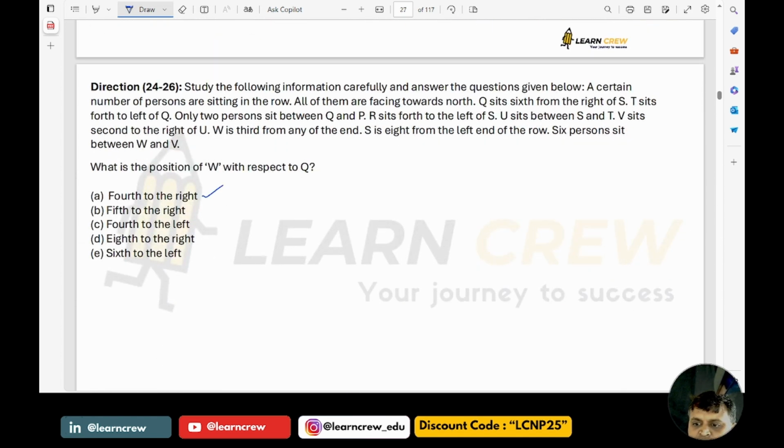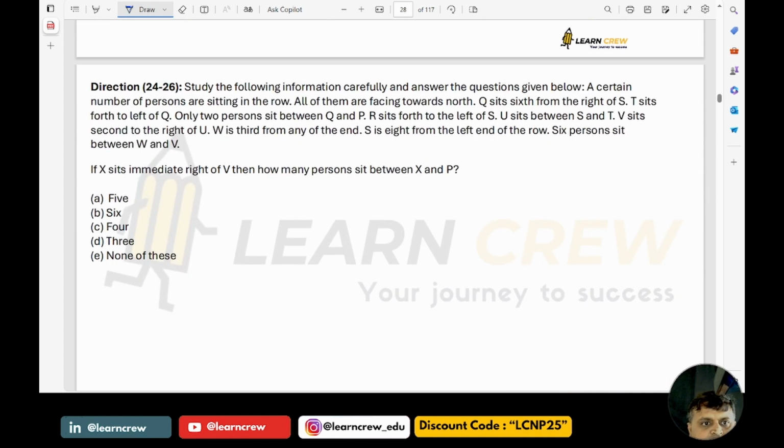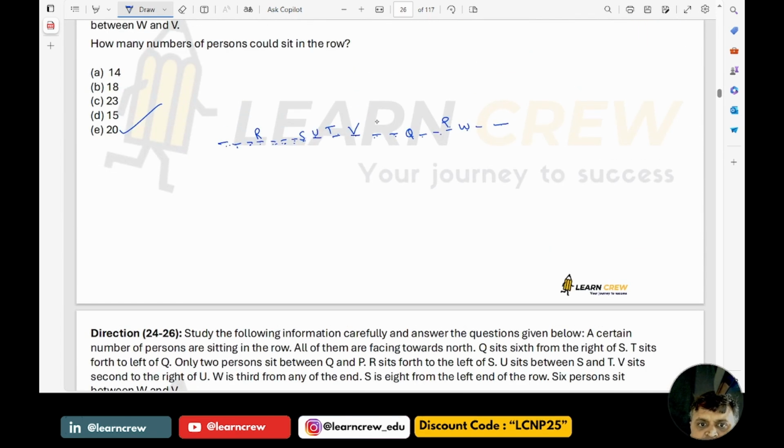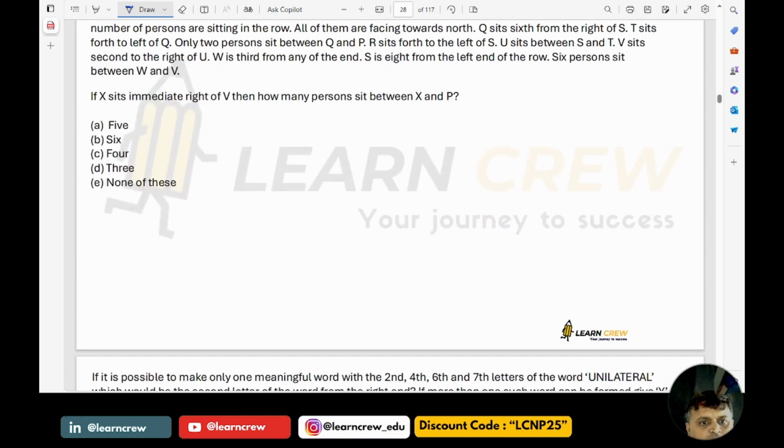Now the 26th question. If X sits to the immediate right of V, then how many persons sit between X and P? If X sits to the immediate right of V here, how many are between X and P? 1, 2, 3, 4. So the answer is 4. Option C. Next.